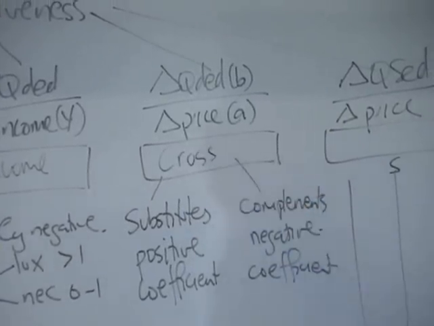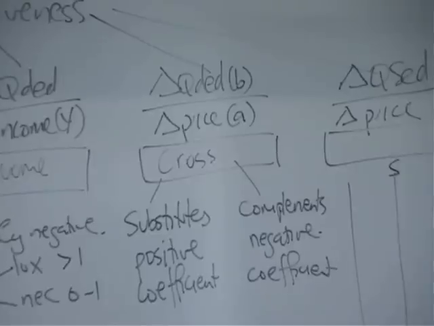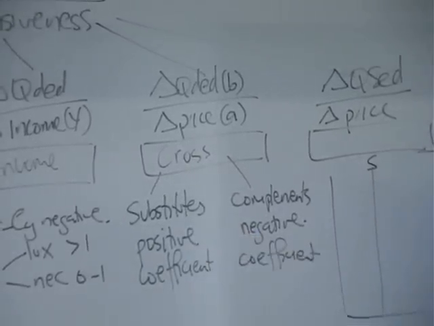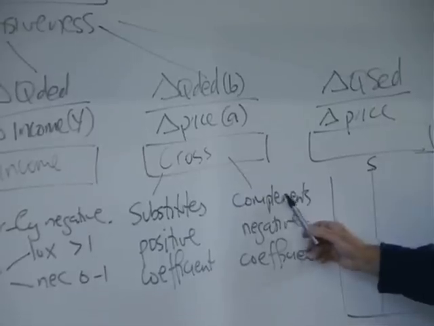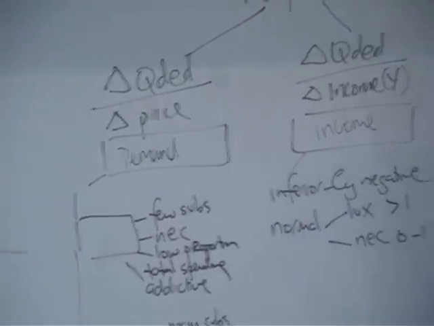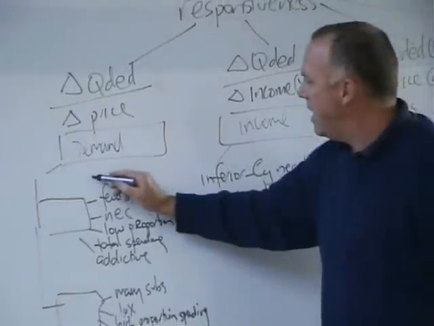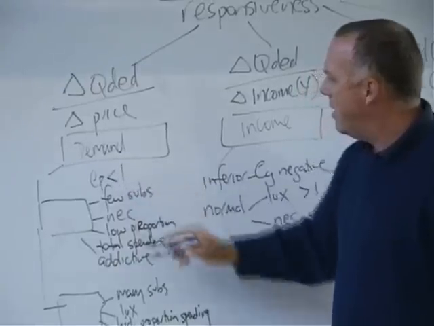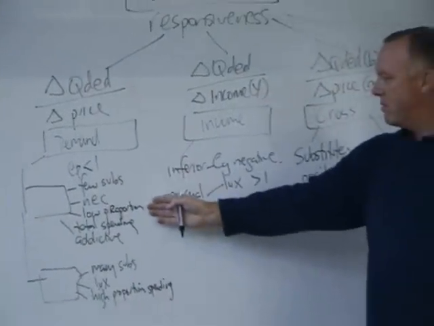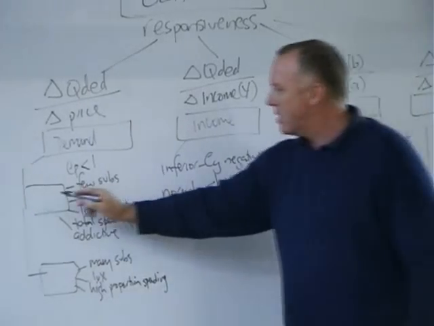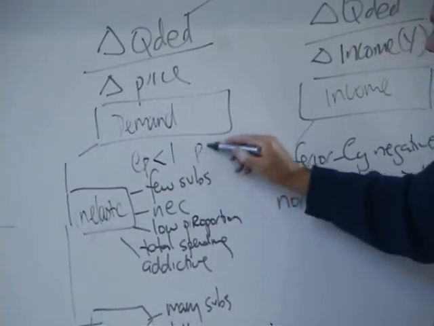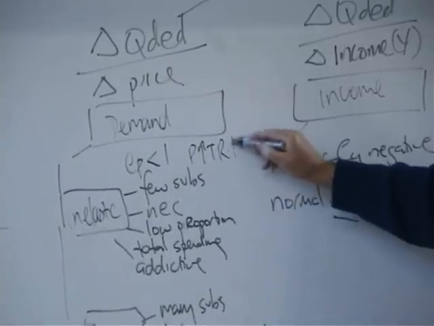Now when you work out the coefficient, if it is a positive here, it means the products are substitutes, and if it was a negative, it means the products are complements. Over here all the coefficients are negative, but we ignore the negative sign, and if EP is less than 1, it means the products have few substitutes, the necessities, a low proportion of total spending, and addictive, and we say those products are inelastic in nature. And as the price goes up, total revenue goes up.